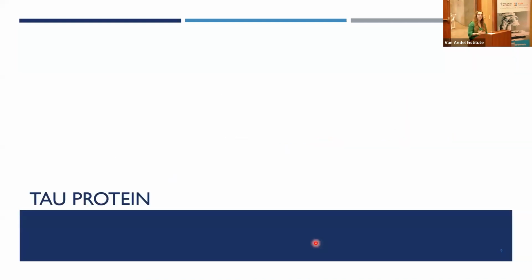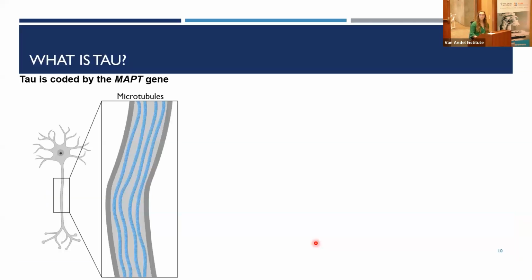And so when we're talking about tau, I really want to talk about what this protein is and what it does. So tau is this smaller protein. It's coded by the MAPT gene, and that's just part of a gene in your sequence or in your genome that gives the cell instructions to make the protein out of those amino acid building blocks.